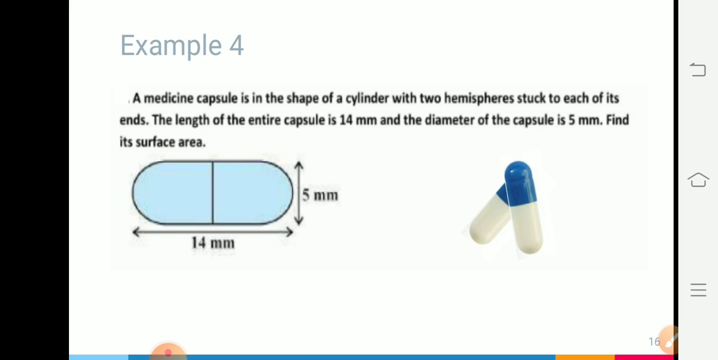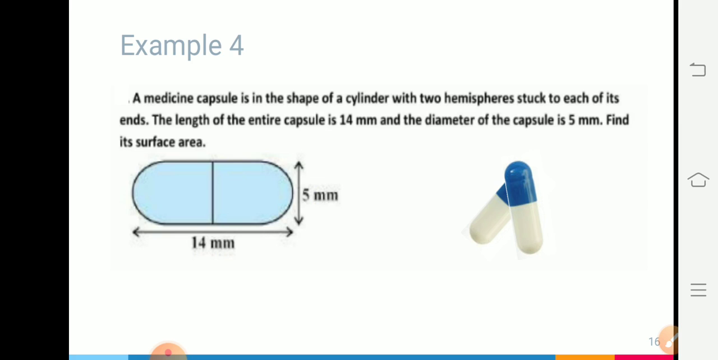The next question is on a capsule. A medicine capsule is in the shape of a cylinder with two hemispheres stuck to each of its ends. The length of the entire capsule is 14 millimeter and the diameter of the capsule is 5 millimeter. Find its surface area. So as you can see in the figure, 14 millimeter is the length of the capsule and the diameter of the capsule is 5 millimeter.